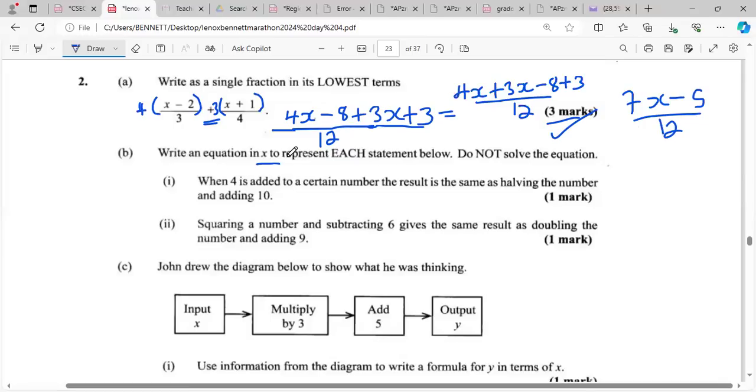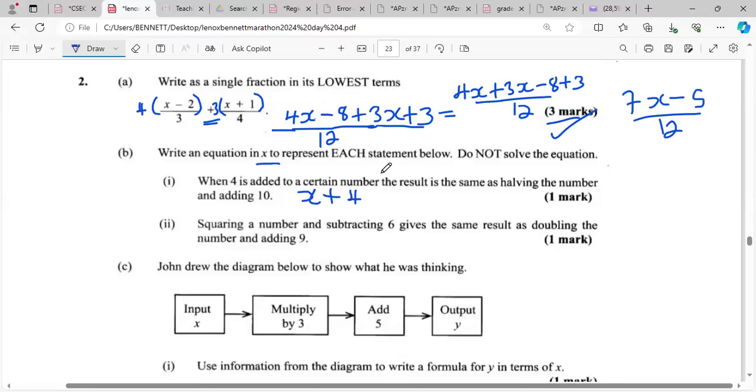Alright, so write an equation in x to represent each statement below. Do not solve the equation. They just want the expression. So they say x, right? It said when 4 is added to a certain number. So we're going to make this certain number be x. Just do what they say, guys. Add 4, right?